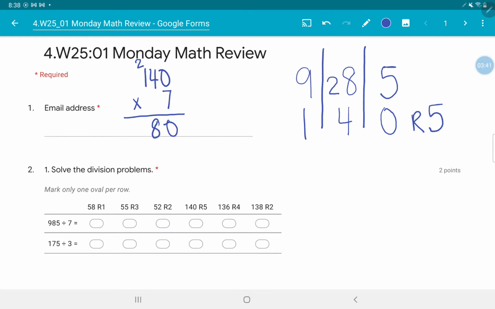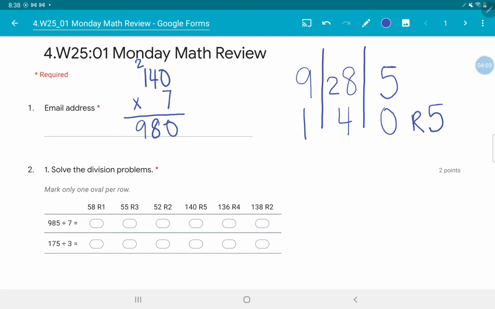Then you multiply the 7 times the 1. I'm going to multiply first. 7 times 1 is 7, plus 2 is 9. Okay, so that gets me 980. But I started with 985. What else do I have to do?